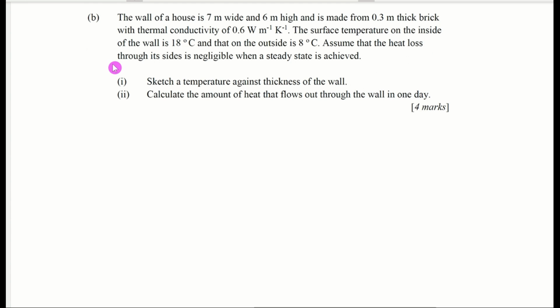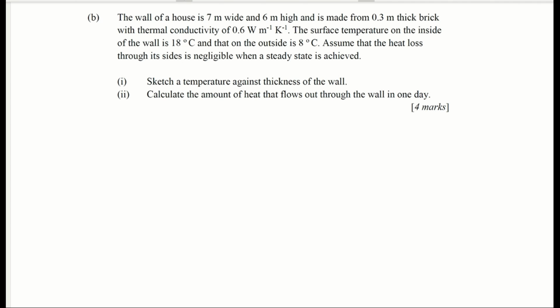Alright, now let's continue 7B. Here we have the wall of a house that is 7 meter wide and 6 meter high and is made from 0.3 meter thick brick with thermal conductivity of 0.6. The surface temperature on the inside of the wall is 18 degrees Celsius and that on the outside is 8 degrees Celsius. Assume the heat loss through its side is negligible when a steady state is achieved. So sketch a temperature against thickness of the wall. So we want to draw a graph of temperature against the thickness of the wall.